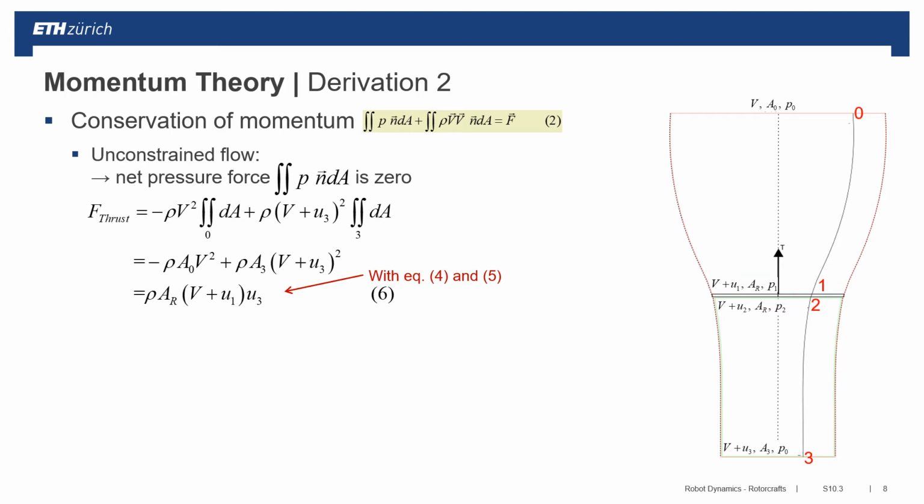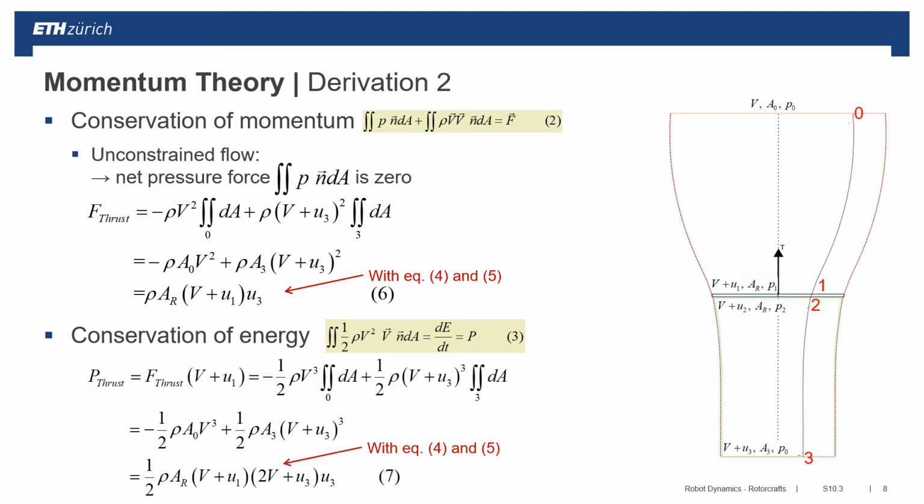So this is the next element for getting a more detailed description of the generation of forces, or thrust force, in a flow. The last equation of the momentum theory is the conservation of energy, which defines that the work done on the fluid results in the gain of kinetic energy, as we can see here in equation 3, which is also from the previous slide.